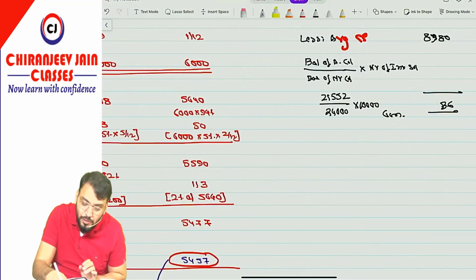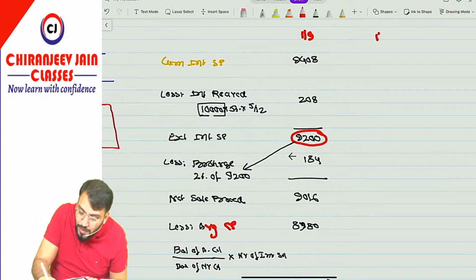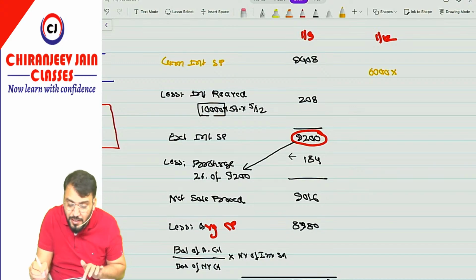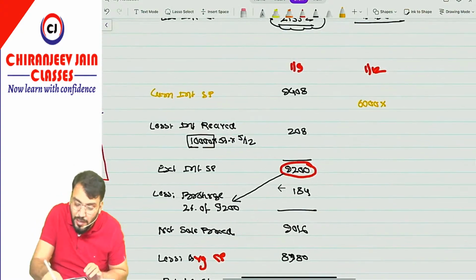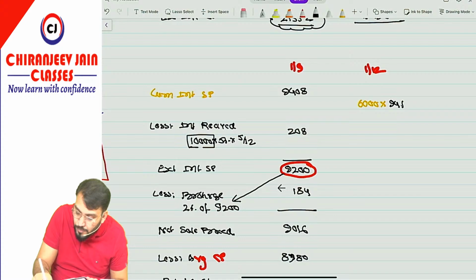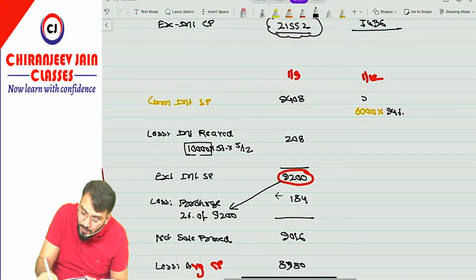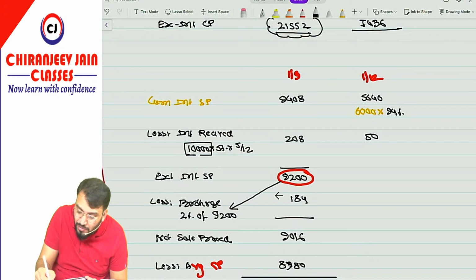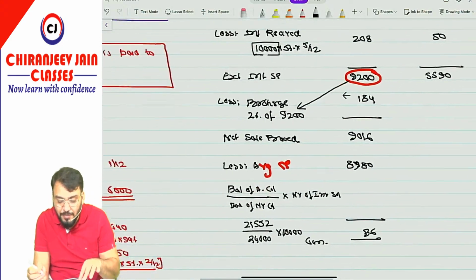Let us do it. So it is 6,000. Now it was sold at cum interest. So they have given the cum interest price: 6,000 into 94%. How much is it coming? It is coming 5640. Already we calculated interest on that, so 50 rupees interest was already calculated for 2 months. So this will become 5640 minus 50, that is coming 5590.